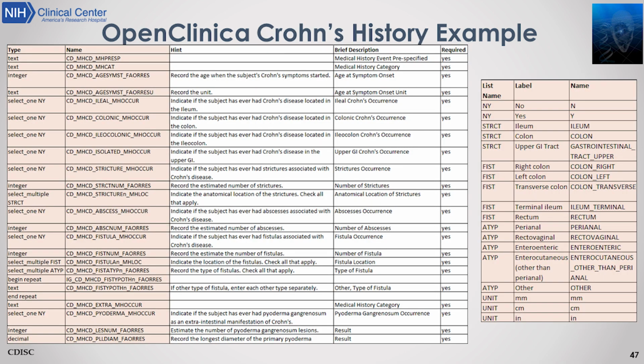And then this is an example of the fields collected for Crohn's history. So for each research study, these are the questions you would ask, and it would identify to specific fields on a form. And again, it has a controlled set of values for each of the various fields.